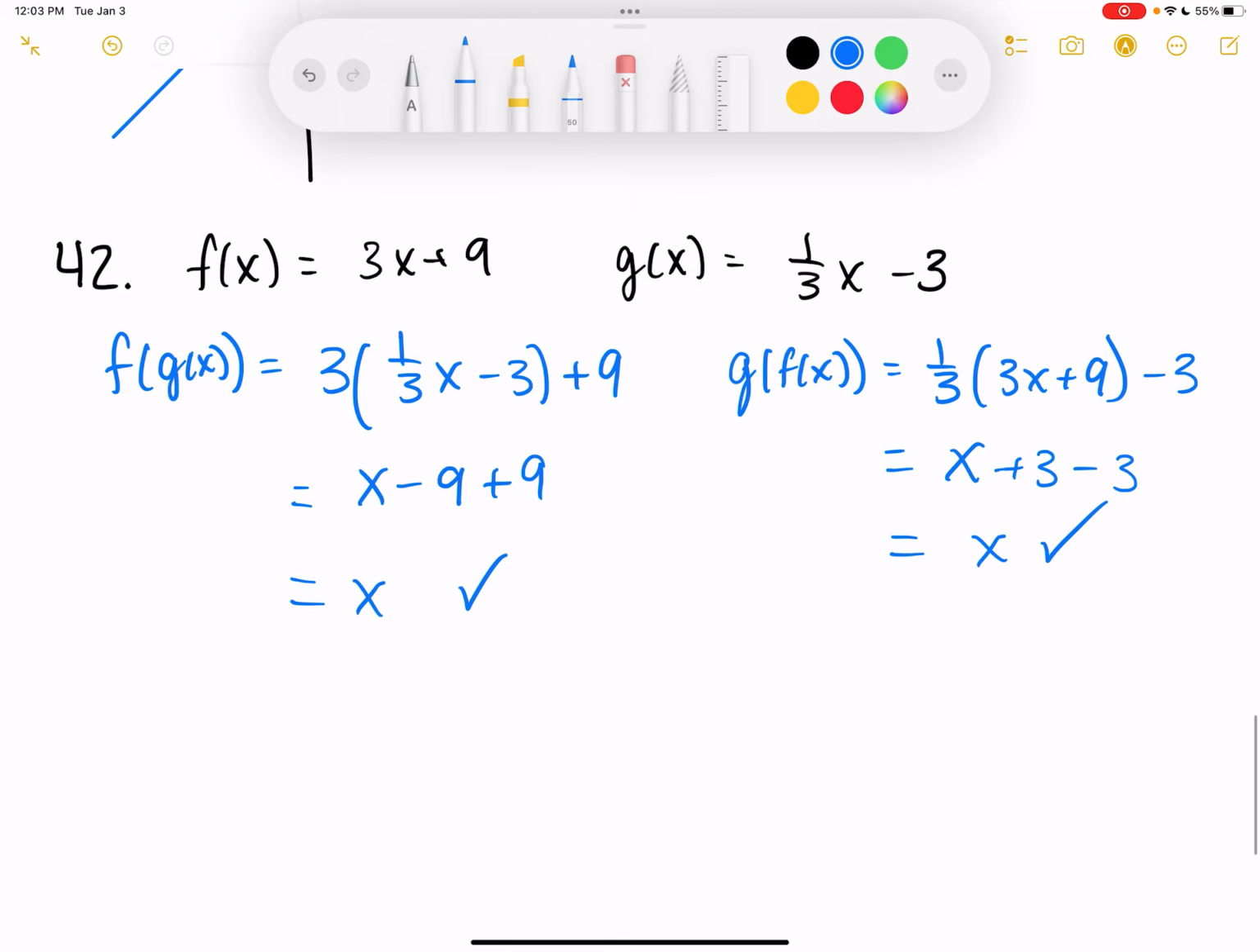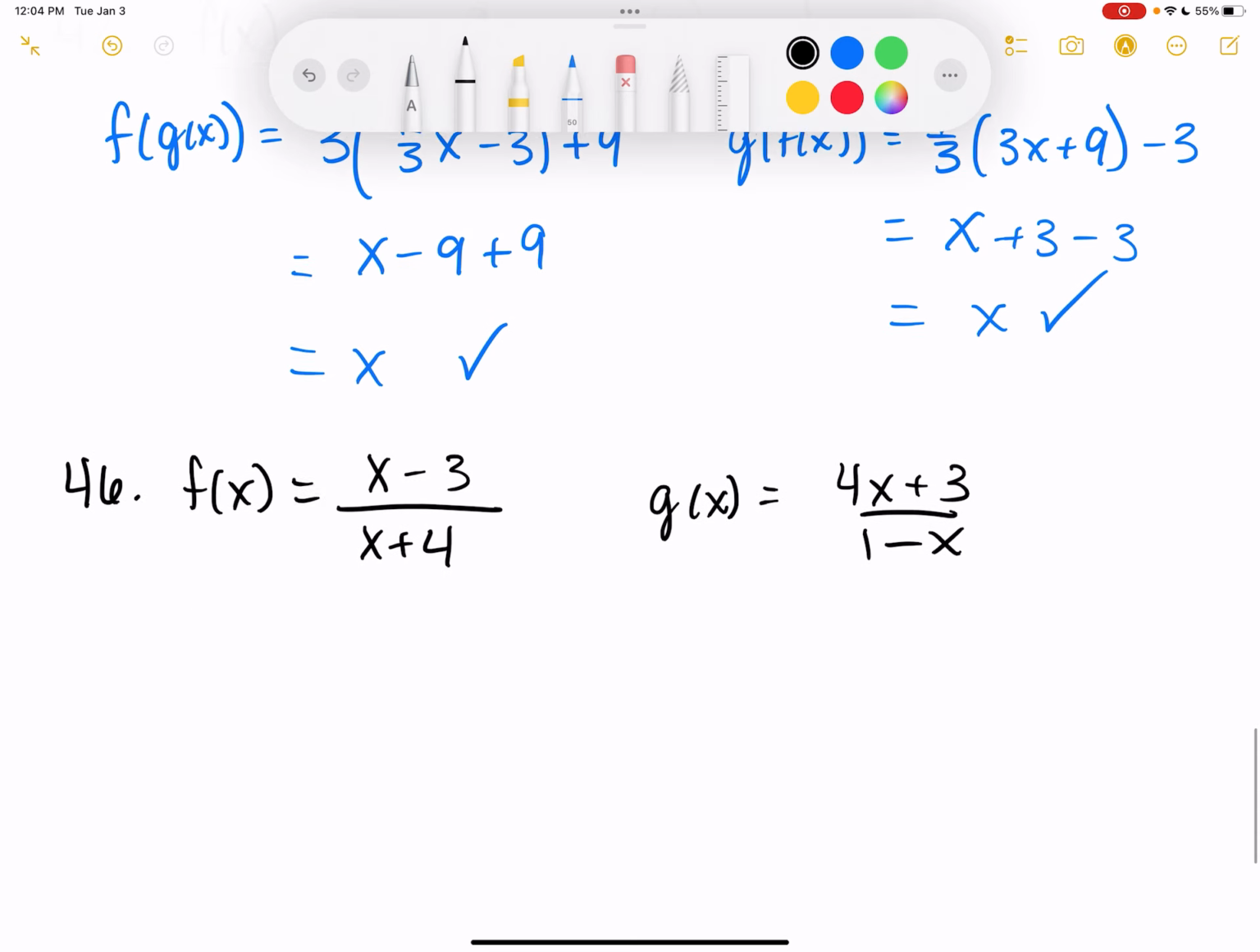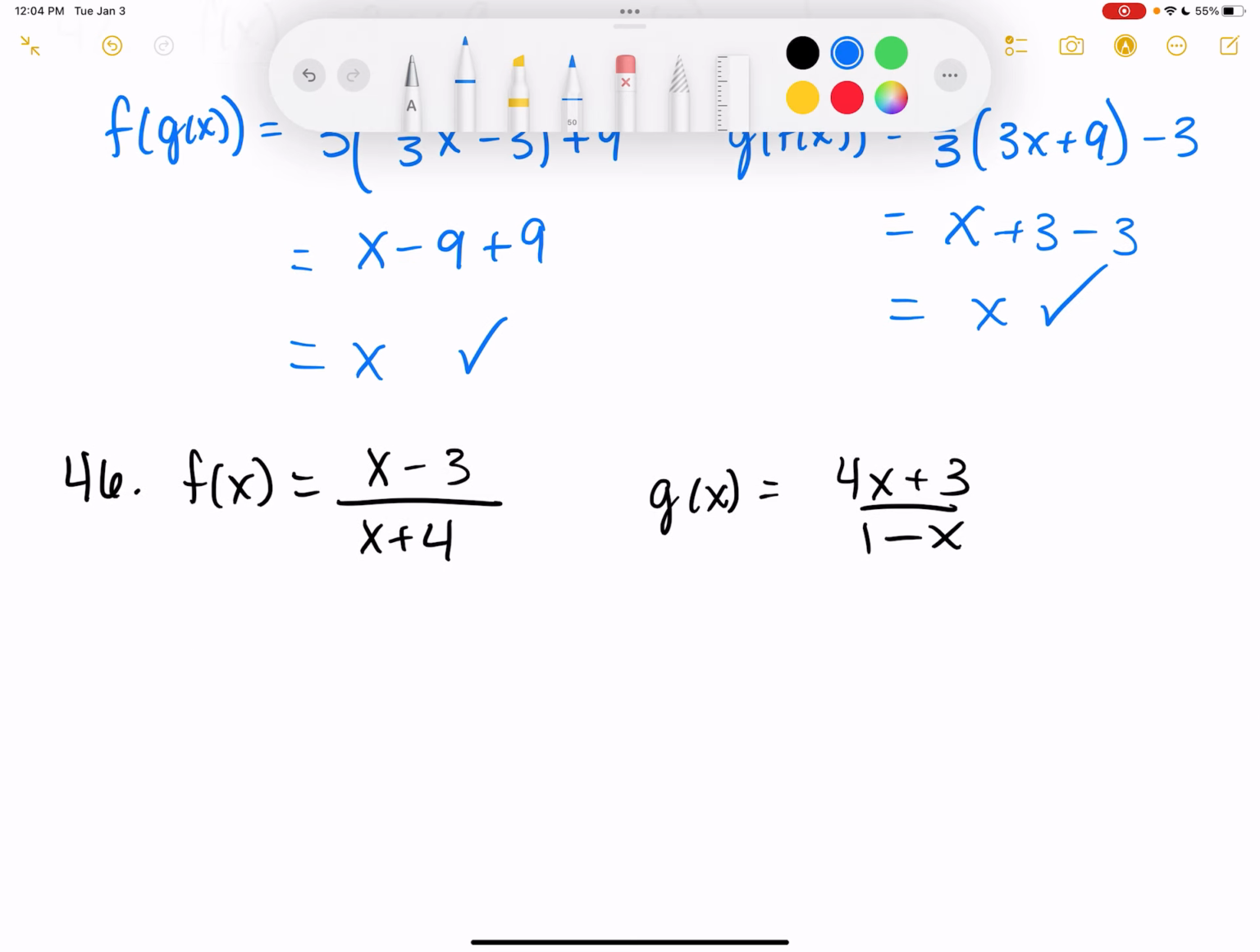That was too easy. Let's get a little harder. Number 46. f of x is equal to x minus 3 over x plus 4. g of x is equal to 4x plus 3 over 1 minus x. So I'm going to do one of them for you, and then I'll have you try the other one on your own.